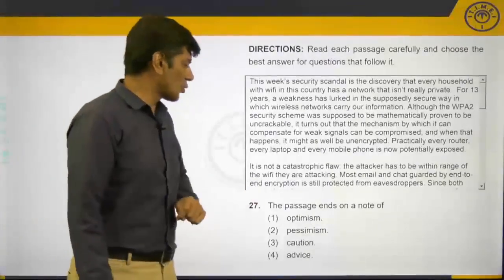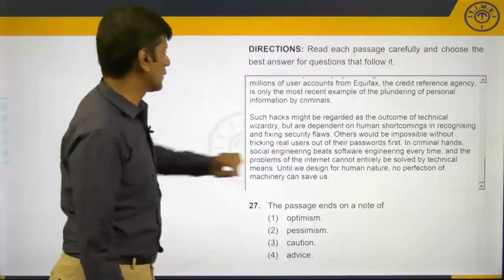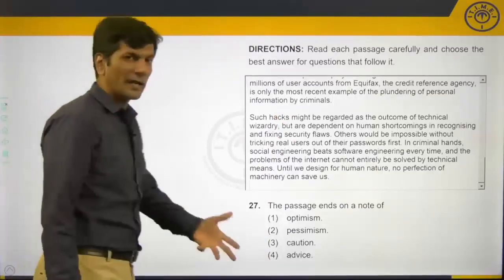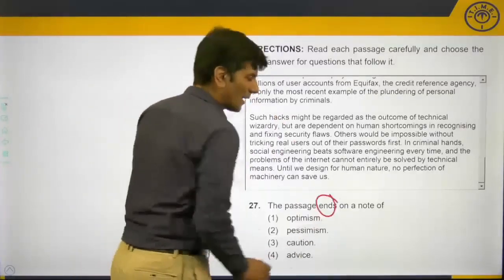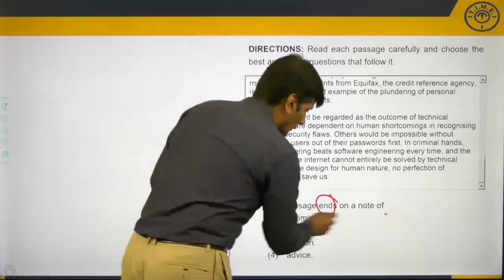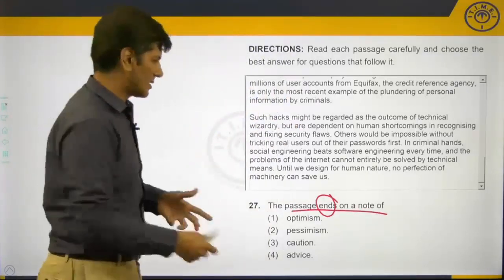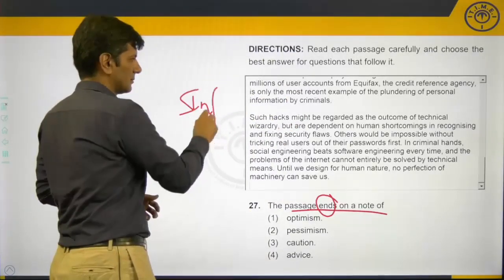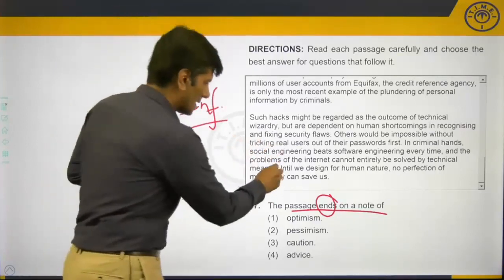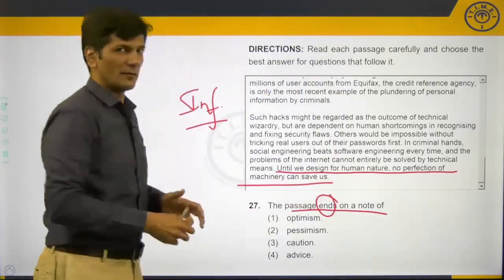The passage ends on a note of what? Let's take a look at the end of the passage. There are a couple of observations that I would want you to make. The passage ending is where we have to focus, so we know where to look. It ends on a note of what? Though this is a specific detailed question, it's actually wanting you to make an inference. The last part of the passage says, until we design for human nature, no perfection of machinery can save us.